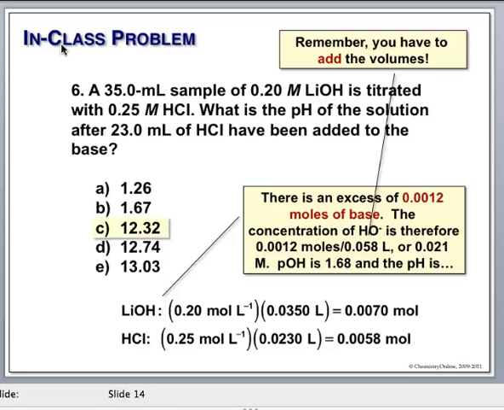Now this takes a little bit more logic than the standard problem. You might see something like this as an extra credit. Again, all you do is figure out the moles of each, to see which one is in excess. We have 0.0012 moles in excess. Total volume, 58 mLs. Get our concentration, negative log, 14 minus that. So lots of steps, but really not complicated. Any questions?